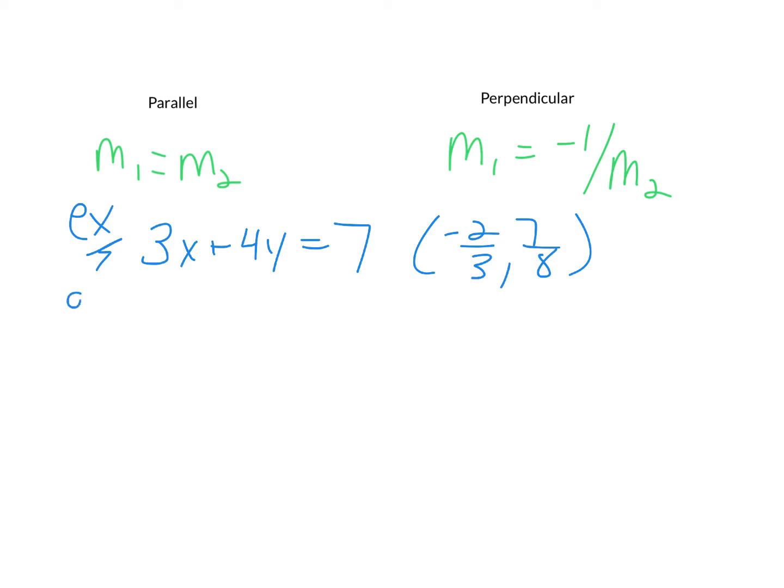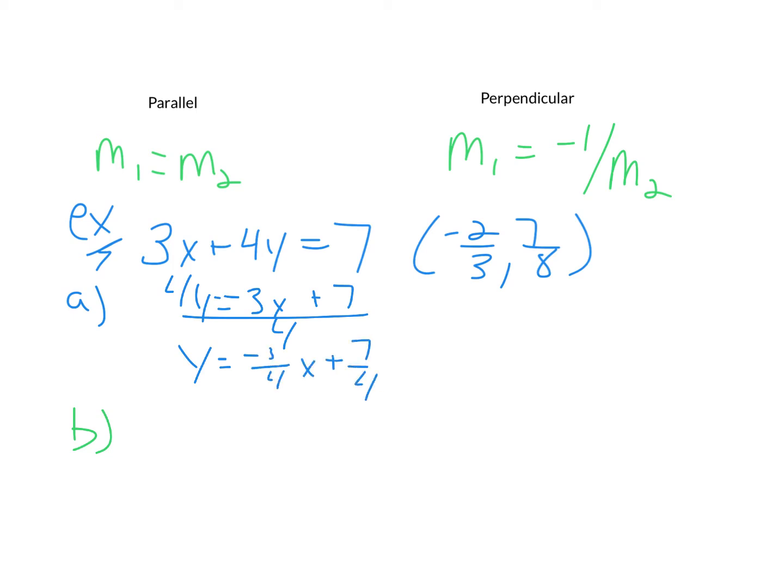We want to find the equation parallel that goes through this point, and then perpendicular goes through this point. So two different problems here. Parallel. Let's first find out what the slope is if it's parallel. So I'm going to subtract 3x to both sides, and then divide by 4. Okay, so the slope for parallel is going to be -3/4. Perpendicular, we flip it and change the sign, so it'll be 4/3.